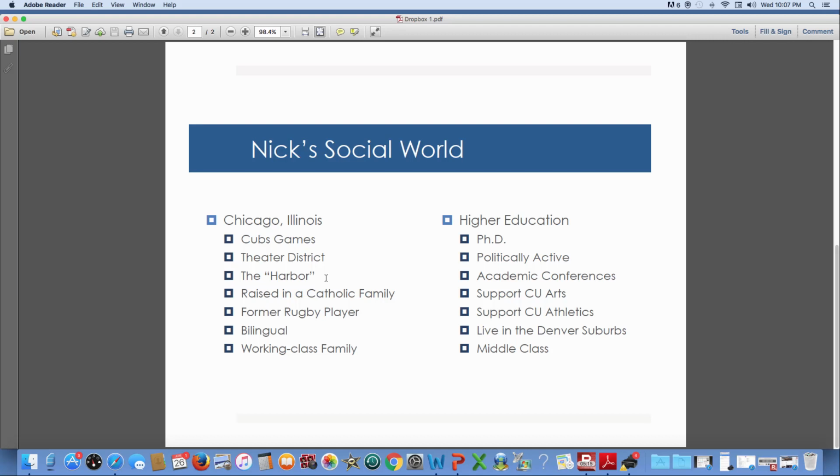That's an area of town referred to as the Harbor, a largely Mexican-American community. That's the community I grew up in, and that's my ethnic background. Raised in a Catholic family, former rugby player, bilingual, and that bilingual part is really important. It's a cultural characteristic of my social world in the Harbor, in that part of Chicago, where many of us will speak English, Spanish, or Spanglish, sort of combined. And I grew up in a working class family.